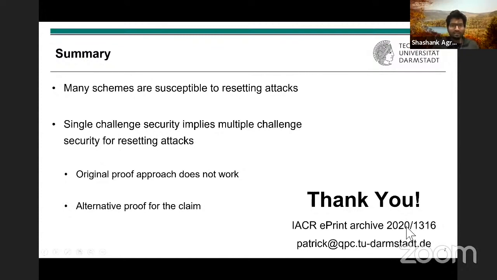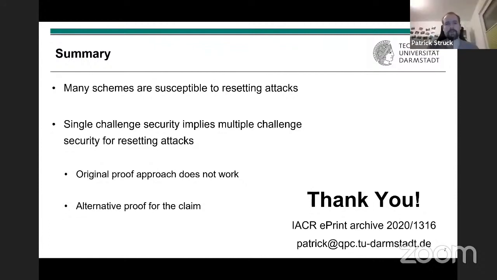Any other questions? It seems someone is trying to ask a question, but is on mute. No. Okay, since we have a few minutes, would you like to elaborate on the first point on your summary slide? What kind of schemes are susceptible to resetting attacks?